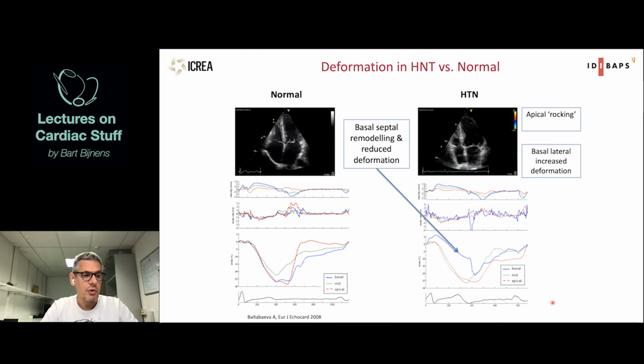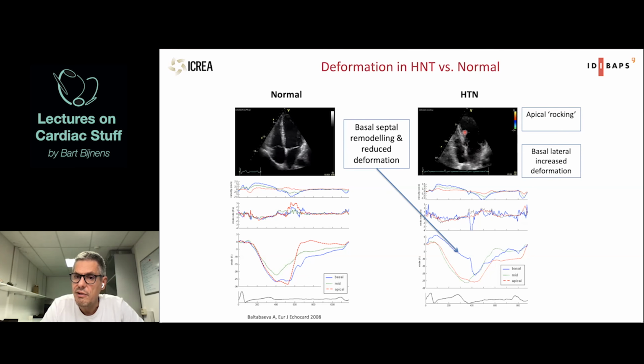And just to remind you, as we discussed when we talked about pressure loading: if you have pressure loading, for example hypertension, but any pressure loading in the ventricle, what you will see is that, because of the geometry of the ventricle, we start to see predominant changes in the basal septum.